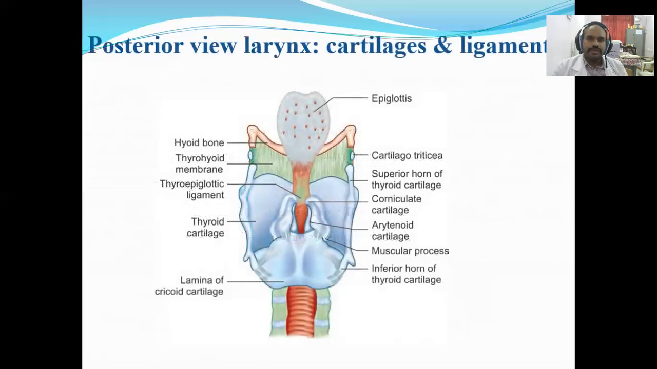So this is the posterior view of the larynx, showing the cartilages as well as the ligaments. We have the epiglottis and the other cartilages, especially the arytenoid cartilage. The arytenoid cartilage has this muscular process, which gives attachment to the muscles, and the vocal process, which gives attachment to the vocal folds. Then the cornu of the hyoid bone, as well as the superior horn of the thyroid cartilage, can all be seen in this diagram, especially from the posterior aspect.